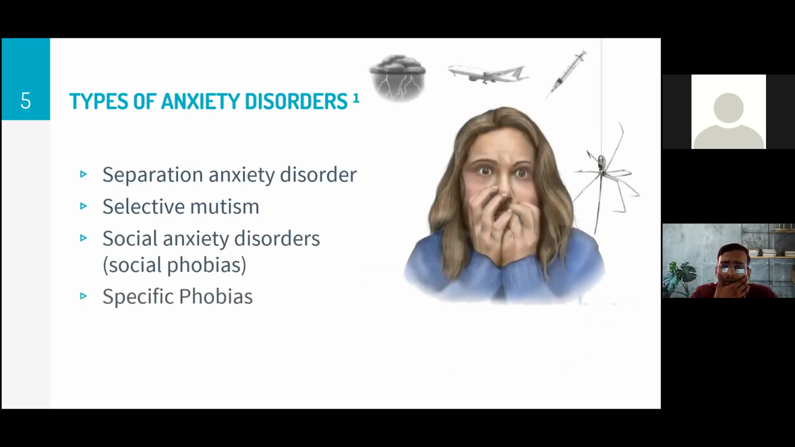Next is specific phobias. This is very common and we all have seen this, in which there is out of proportion fear or anxiety to specific objects or situations, as shown in this picture, like thunder, or fear of flights, or needles, or spiders. And the treatment of choice still remains behavior therapy.